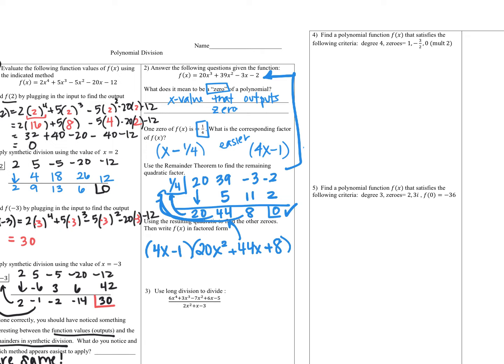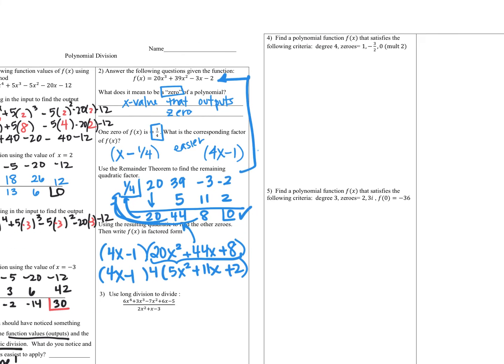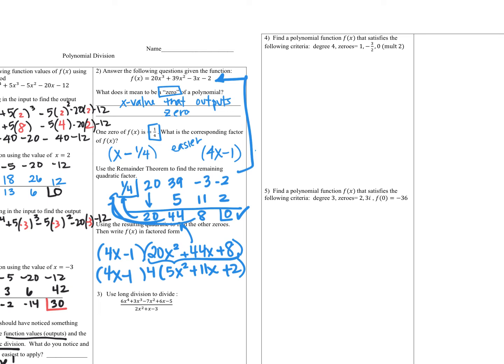Now it says use the resulting quadratic to find the other zero. So that just means I'm going to factor this guy. So the GCF here is 4, and I'm going to have 5x squared plus 11x plus 2, and then I still have that 4x minus 1. Now this guy right here can factor. I'm going to do the A times C method, so really that means 5 times 2 is 10, and then we're breaking up the 11. So what multiplies to 10 but also adds to 11? Well, that's going to be a 10 and a 1, so we're going to write that as 10x plus 1x, and this way we can do our little grouping.